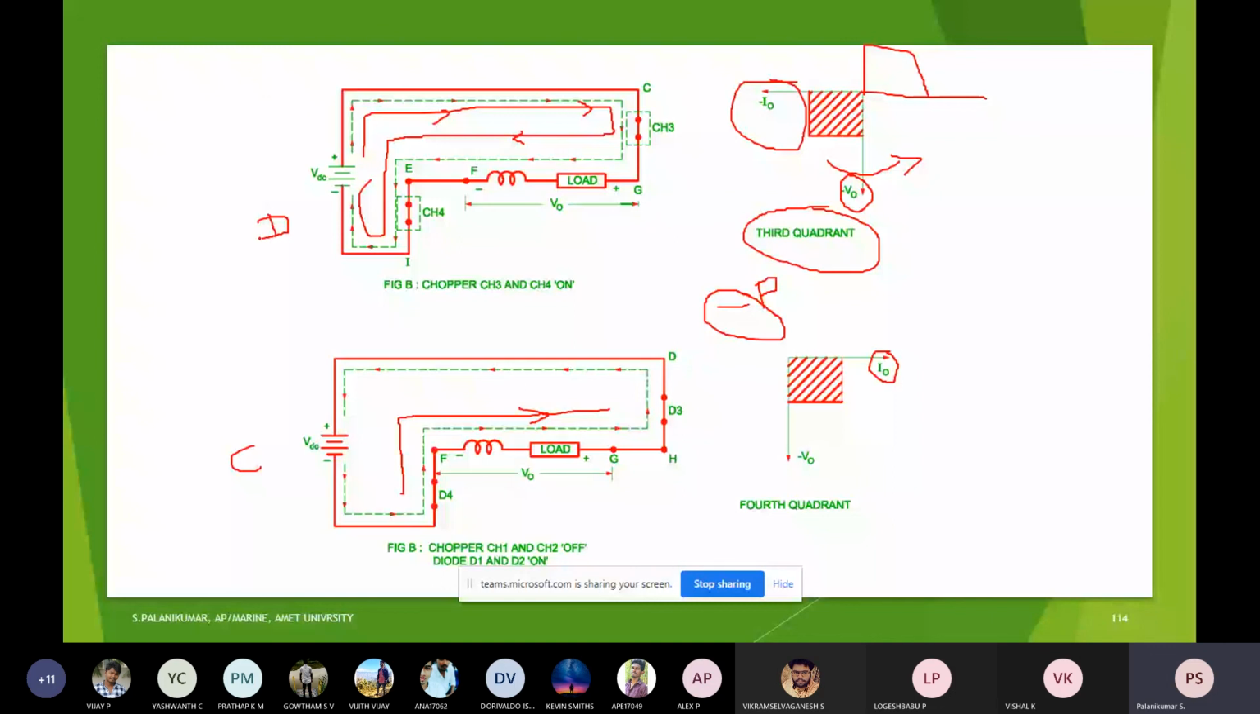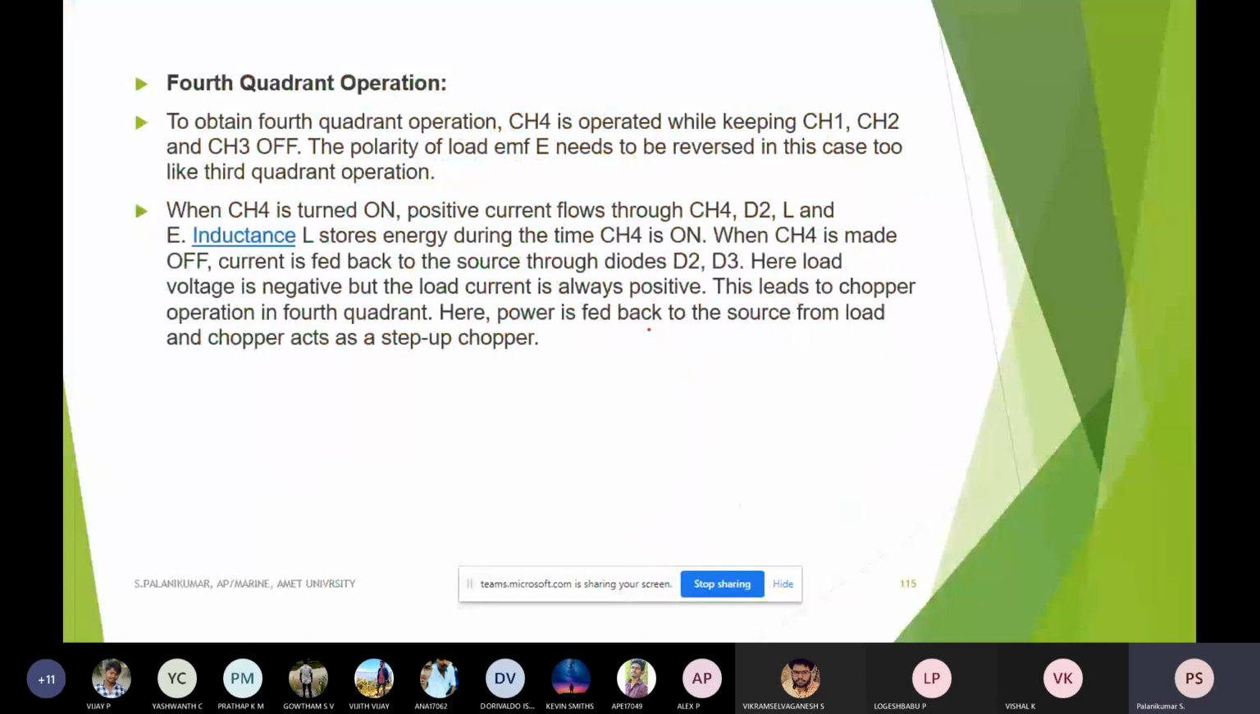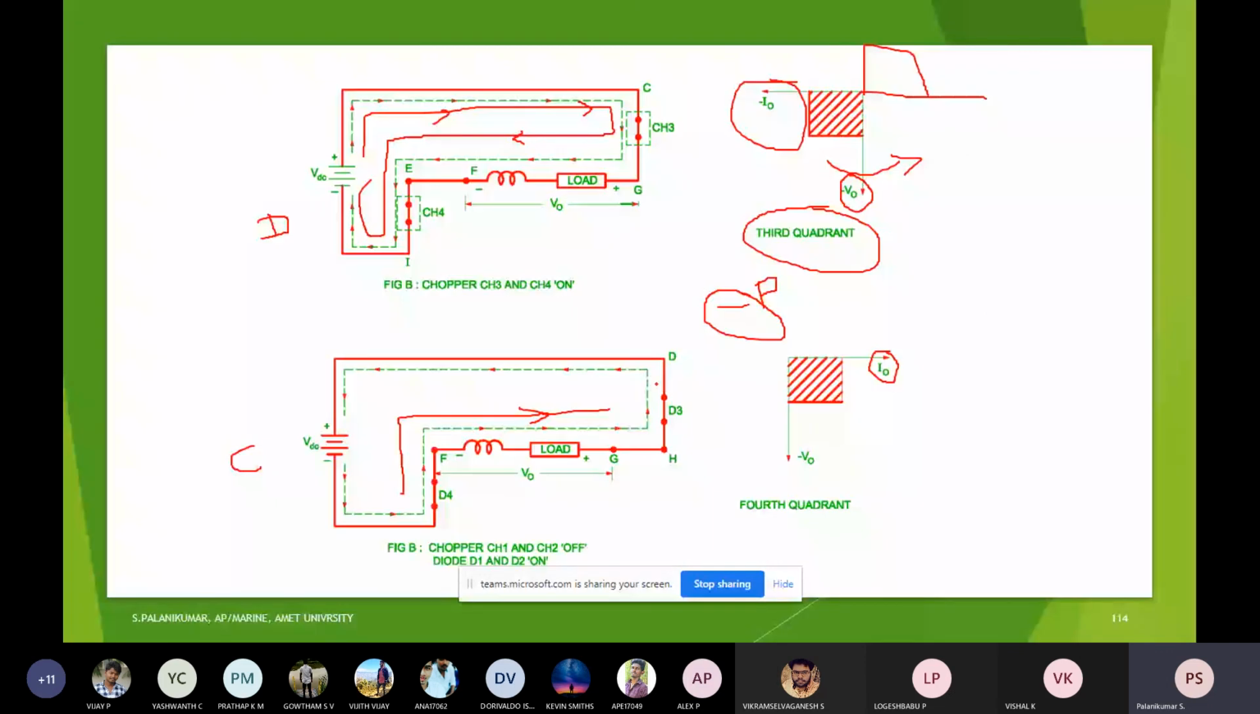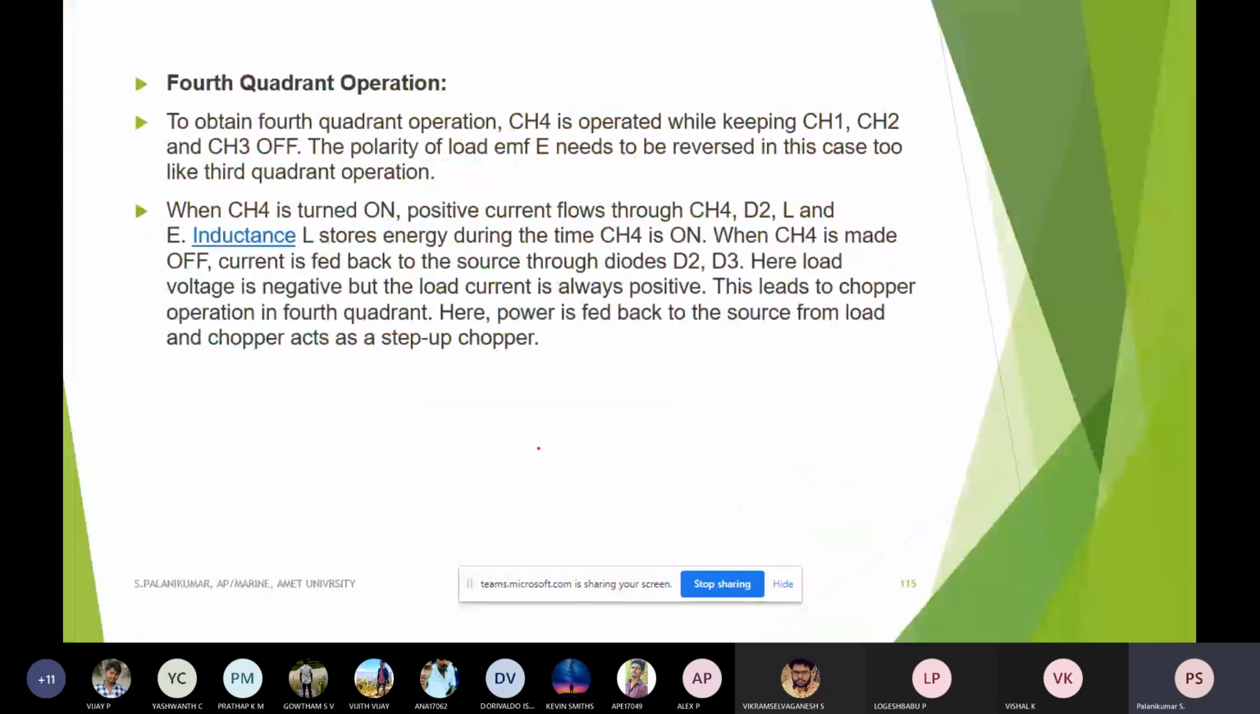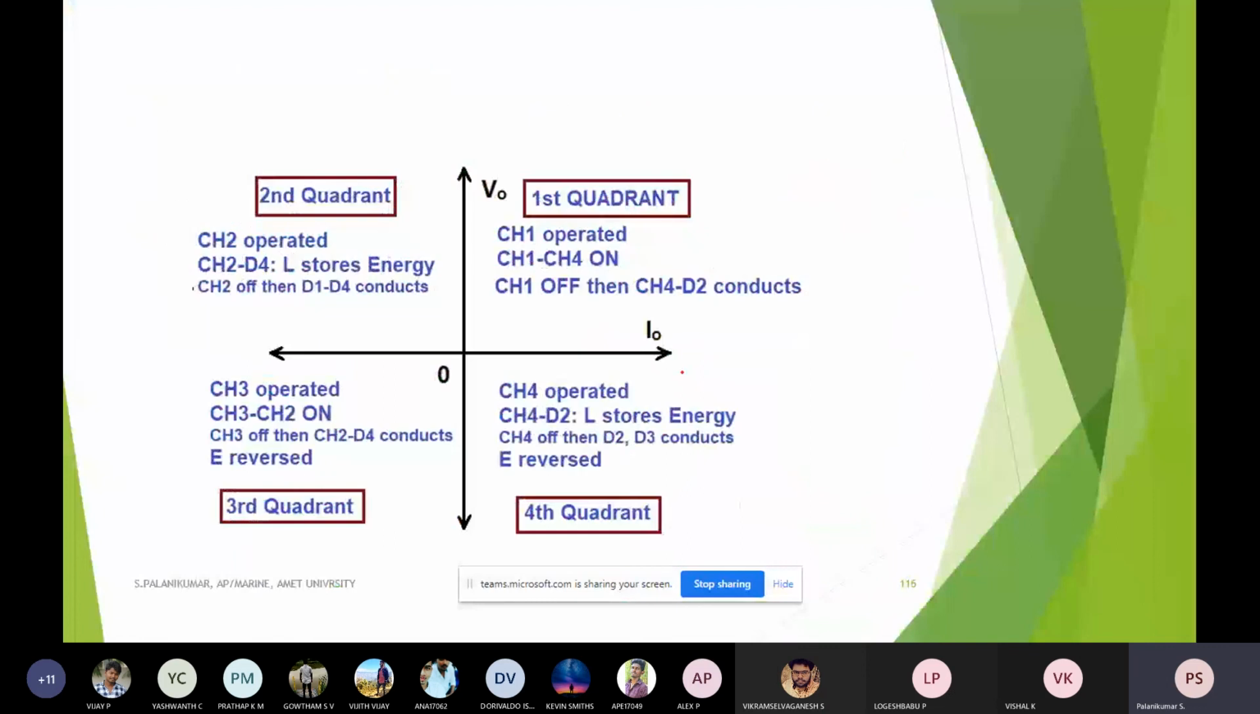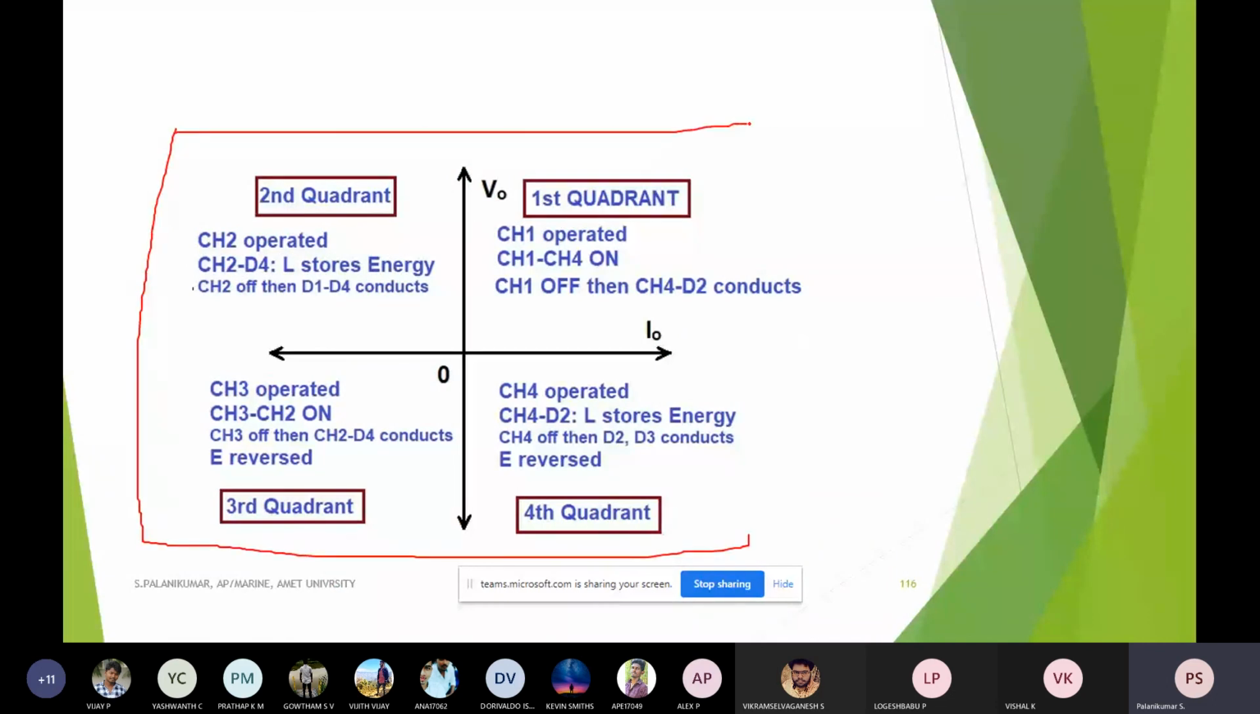This is how the motor operation takes place. Fourth quadrant operation also, that is what we have explained. In both cases diodes D3 and D4 are on, it will be going like this. In a nutshell, if you want to remember, this figure will be very much helpful. Complete all four quadrant operation is given. It may be like a summarization.